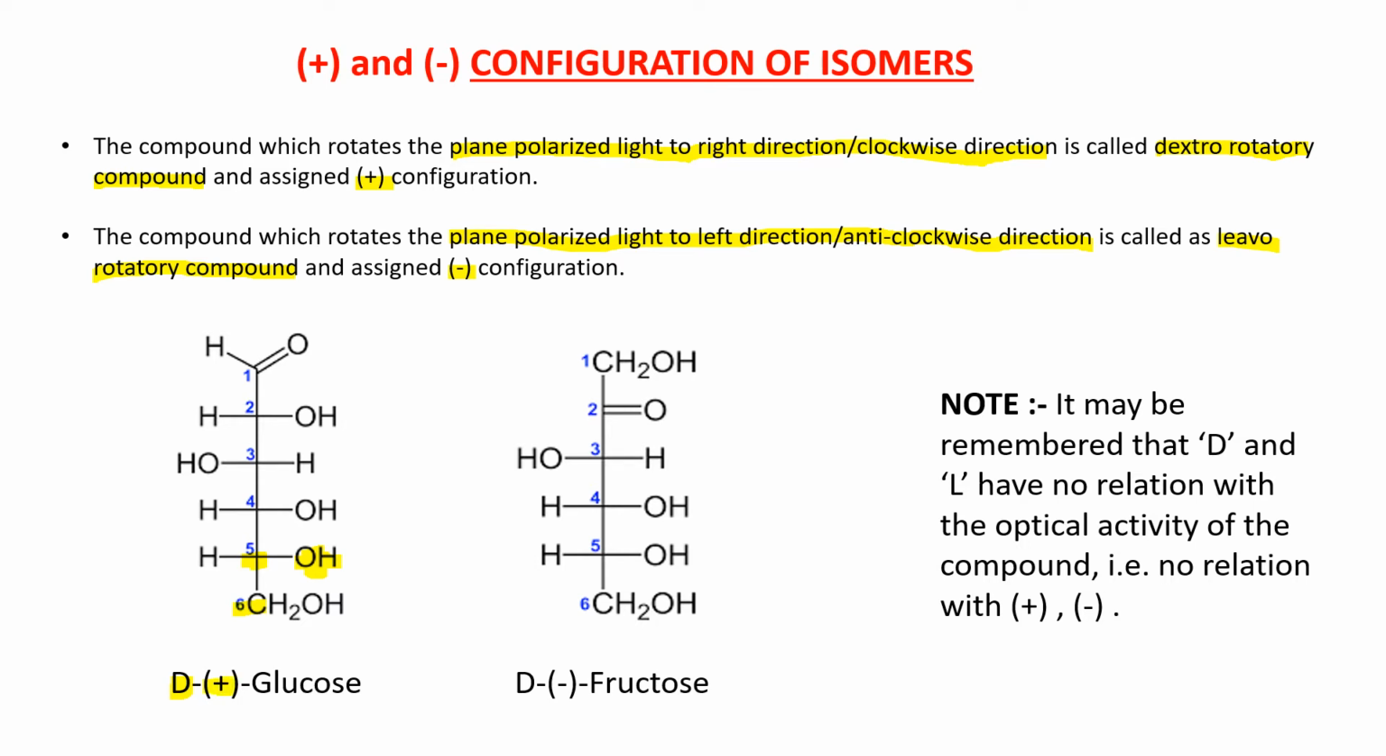So this is D plus glucose. Whereas for the fructose, D fructose, because the OH group present on the last asymmetric carbon atom is on the right side, and when this compound is put into an experiment, it rotates the plane polarized light to the left direction or anti-clockwise direction. Hence it is assigned as minus configuration and it becomes D minus fructose.